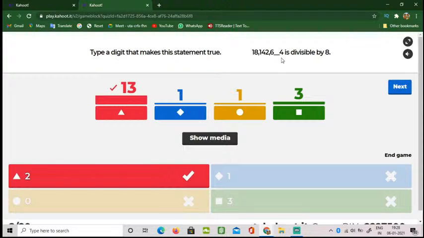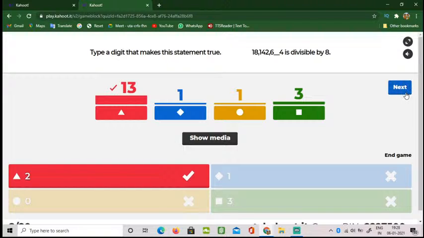So the correct option is 2, because if you place the number 2 in that blank, the last two digits become 24, and the number 24 is divisible by 8. If you place any other number, it will not be divisible by 8. For example, if you place 1, it becomes 14, and the number 14 is not divisible by 8. So the correct option is 2.